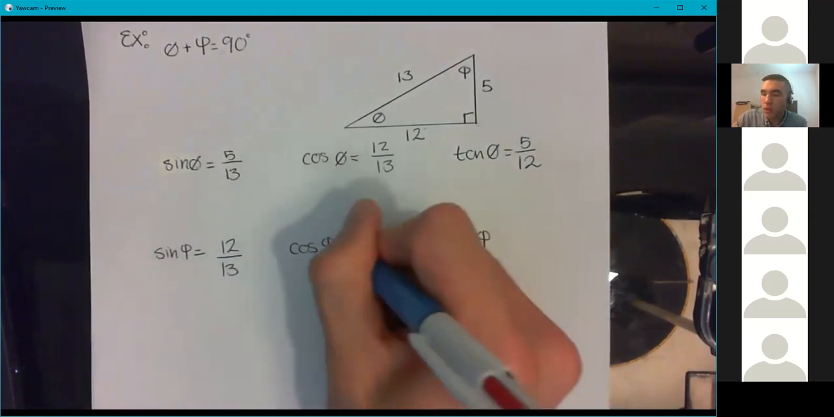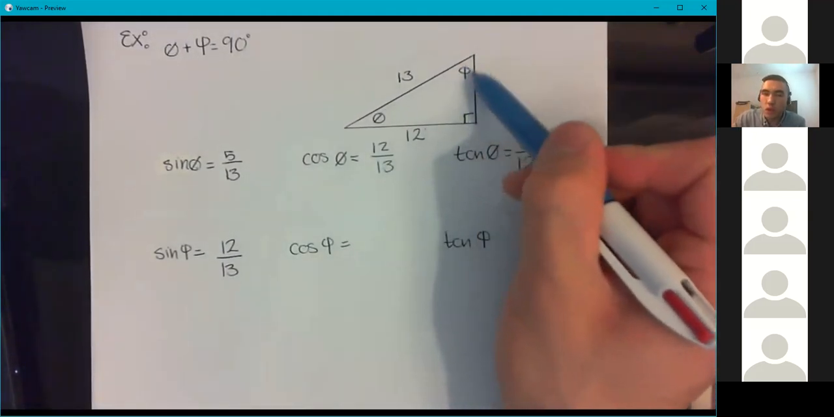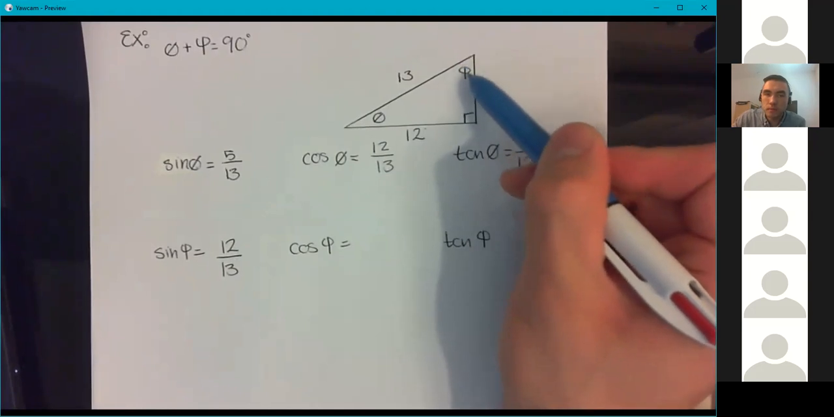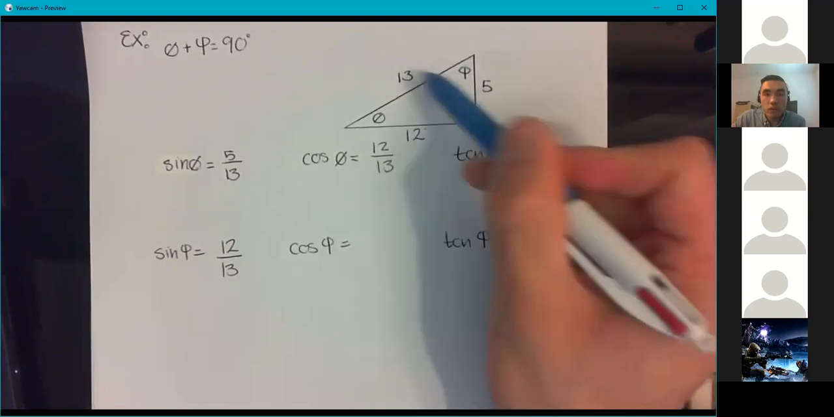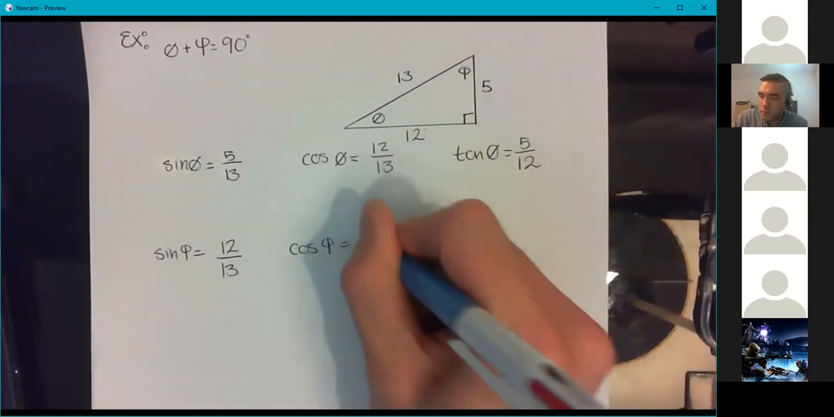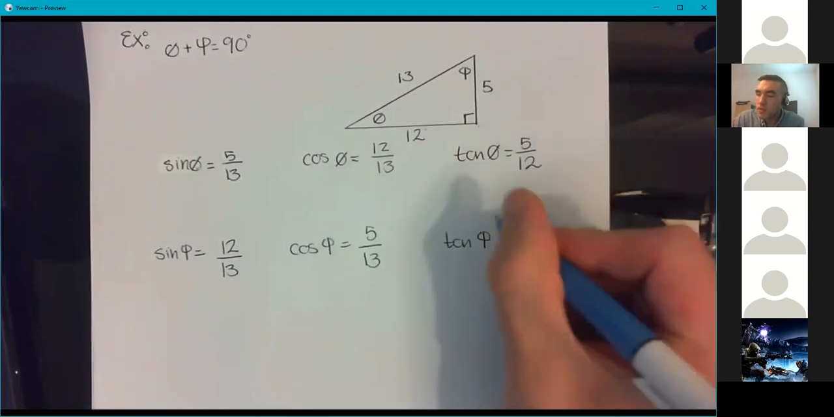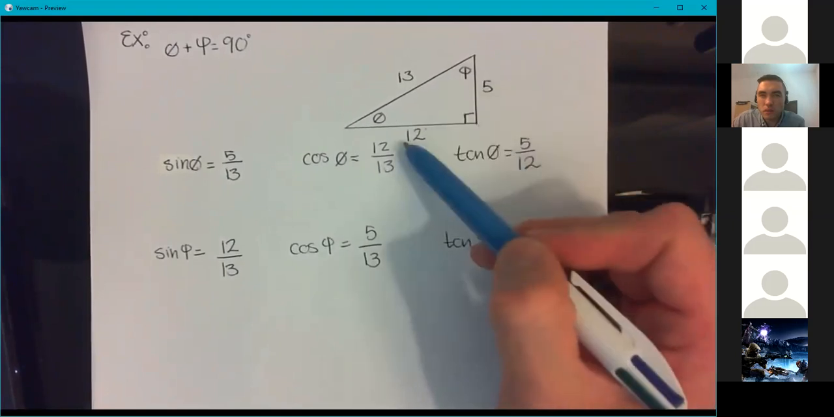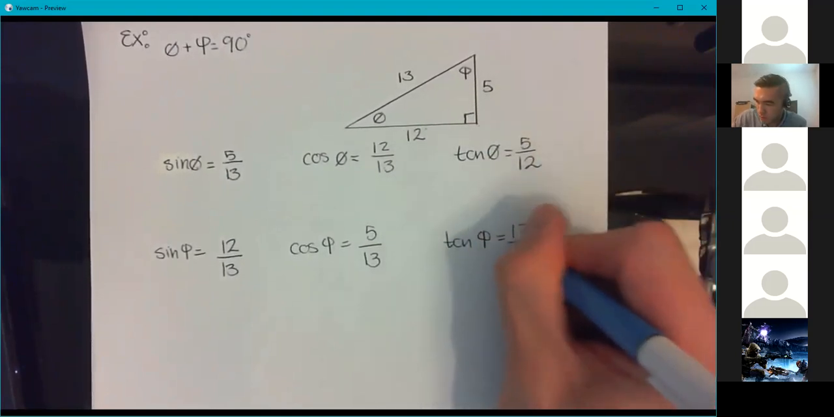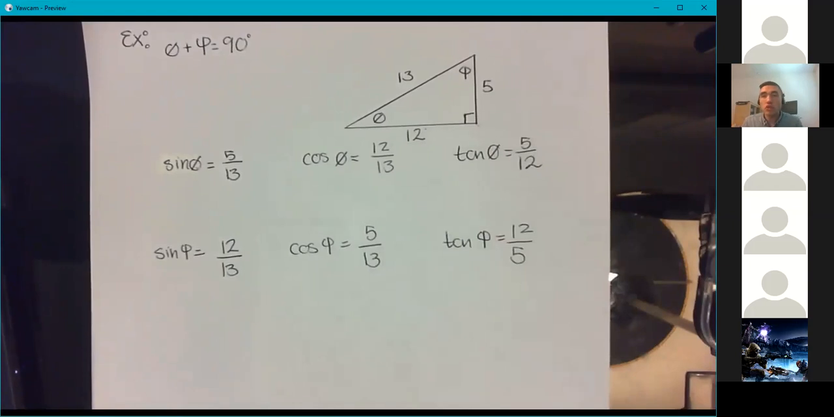And cosine phi will also be different. For this angle, what's the adjacent side? 5. Cosine phi will be equal to 5 over 13. And then finally, tangent of phi is going to be opposite over adjacent. So what is that one? 12 over 5. Great. Those are all 6 of the trigonometric ratios that we can write for this triangle. You cannot write trigonometric ratios for the 90-degree angle. It only works for acute angles.